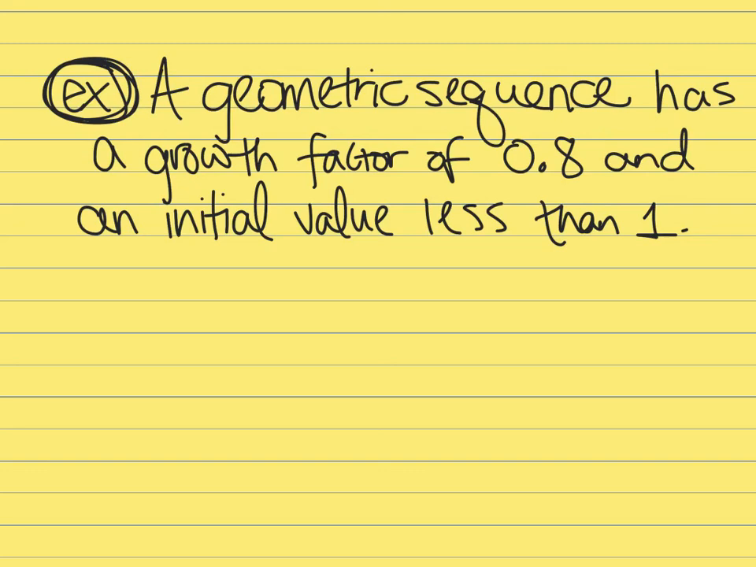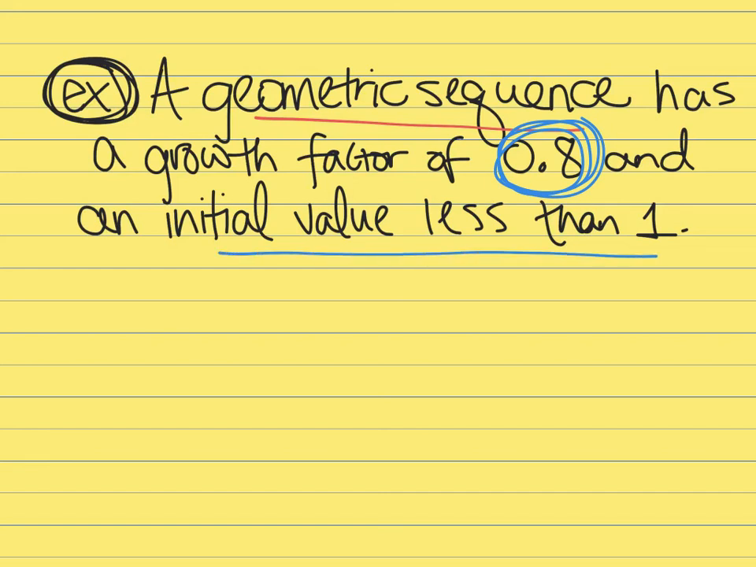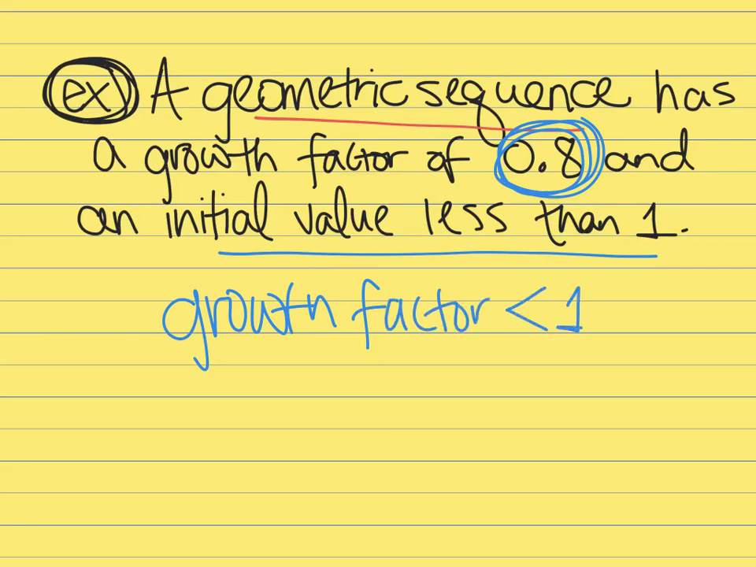In this example, it says a geometric sequence has a growth factor of 0.8, which is important because we're talking about growth factors, and an initial value less than 1. It does not matter that the initial value is starting less than 1. What we're concerned about is the growth factor. And here, like I said, it's telling you that the growth factor is 0.8, and we know that 0.8 is less than 1. Therefore, the sequence is decreasing.